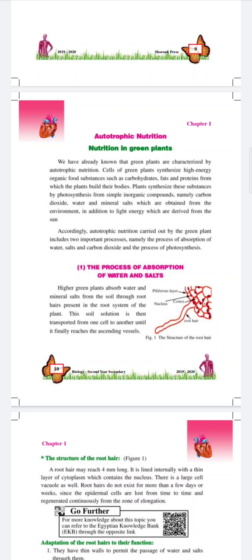Our lesson today is about autotrophic nutrition, or nutrition in green plants. Nutrition in green plants includes two main steps. Step number 1, absorption of water, mineral salt, and carbon dioxide. Step number 2, photosynthesis process.